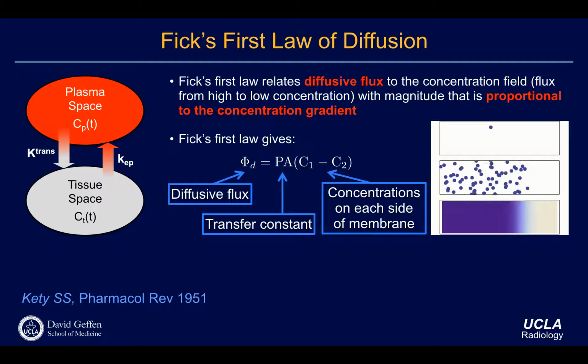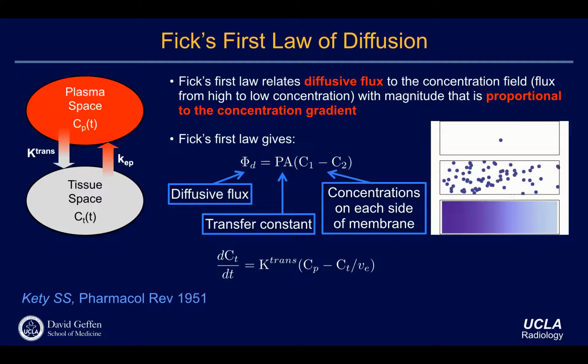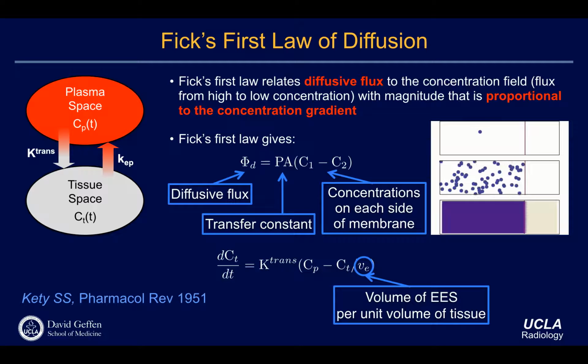Okay, in the MR context, it's the same equation but different notations. The diffusive flux is basically CT changing over time, and then the concentration difference will be the contrast agent concentration in the plasma space and the contrast agent concentration in the tissue space. But there's a VE component because the contrast agent does not go into the intracellular space. So to compensate, you need to know the fractional volume of EES. This is 1 to 0, showing how much fraction is the EES component. So if this is 1, that means everything is EES. If this is 0.5, it means 50% is EES and 50% is intracellular space. Okay?